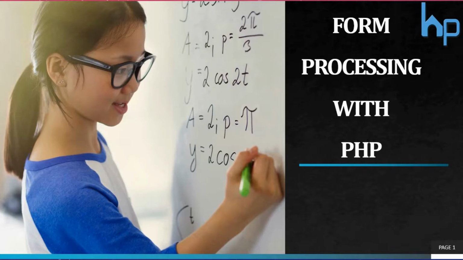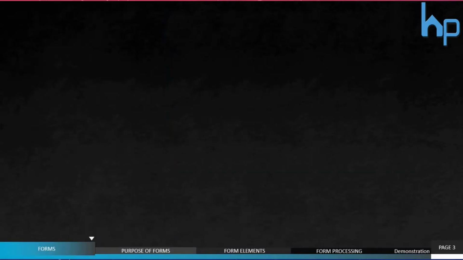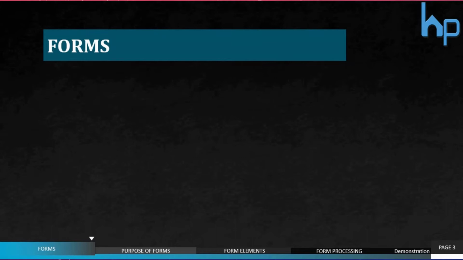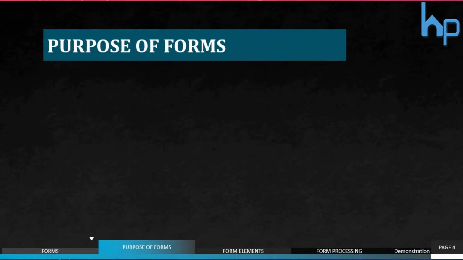Let's learn about what exactly forms are, right? So forms are nothing but a section of a document, that is a section of a web page, which contains several controls such as text box, text area, radio buttons, checkboxes and several controls which allow you to interact with the server, right? So these forms help you to establish a connection between the users and the server, right? So what is the purpose of a form? The purpose of forms in a web page is to build interactivity between the user and the server.